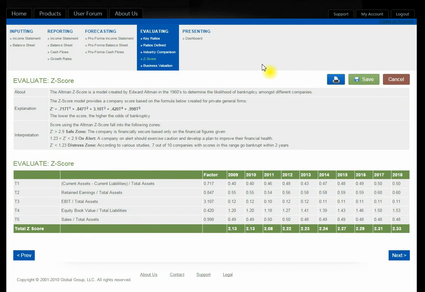Our Z-score is derived from a tool that was developed in the 1960s called the Altman Z-score, and this is a predictor of the likelihood of bankruptcy. It includes information from the past and also projects information for the future in the pro forma side so that we can see how likely it is, based on our current performance, we might go bankrupt and what that might look like down the road as our company or organization continues to trend in this way.